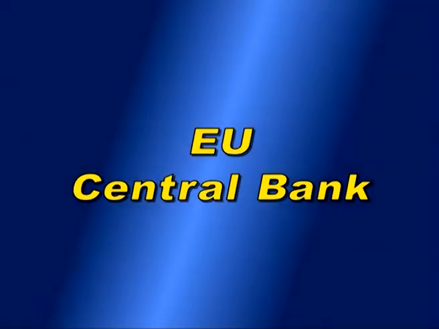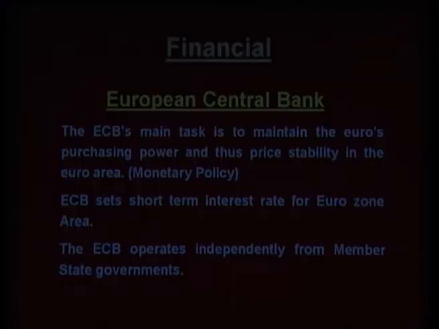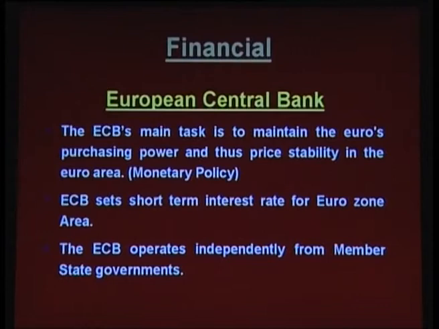The financial bodies in the European Union are: first is the European Central Bank. The European Central Bank's main task is to maintain the euro's purchasing power and thus price stability in the euro area. The second important task is to set the short term interest rate for the eurozone area. The European Central Bank operates independently from member state governments.